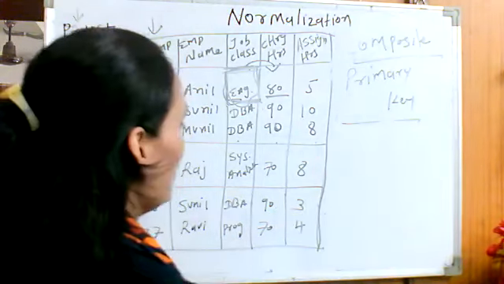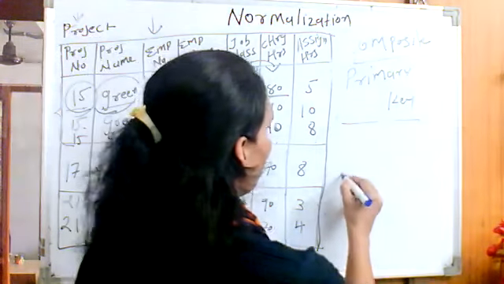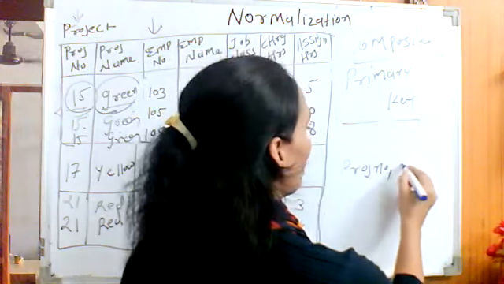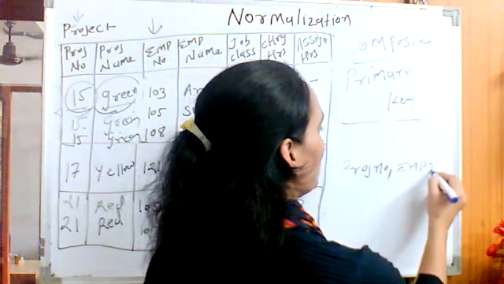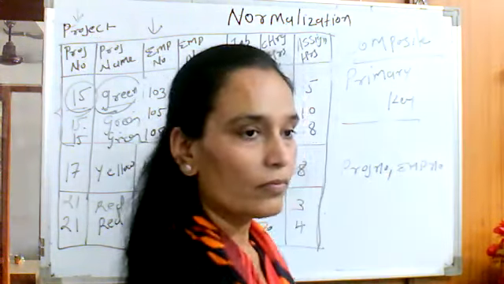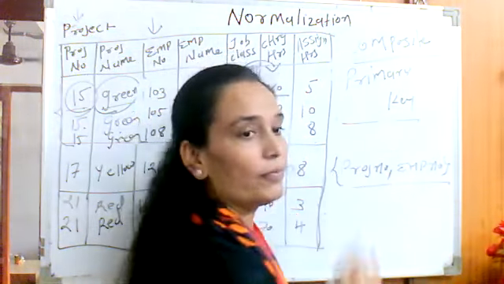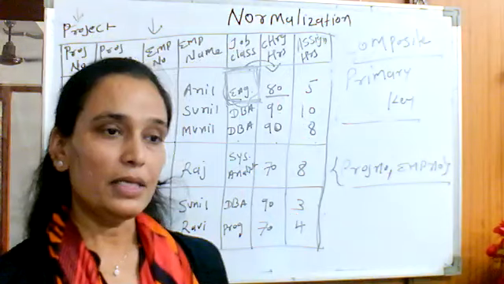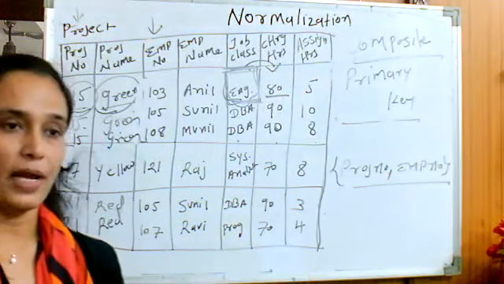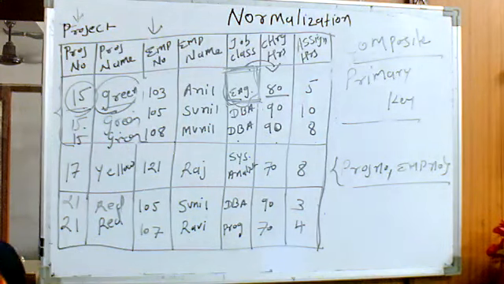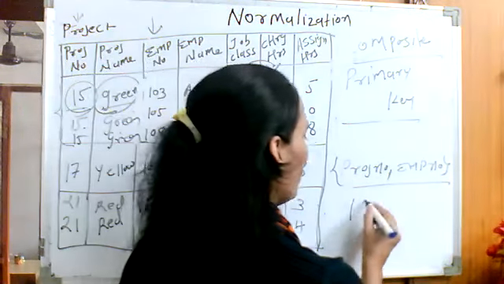So in this example, we have primary key, project number and employee number. These will become our primary key. It is called composite primary key. Composite primary key can be combined up to 16 columns.